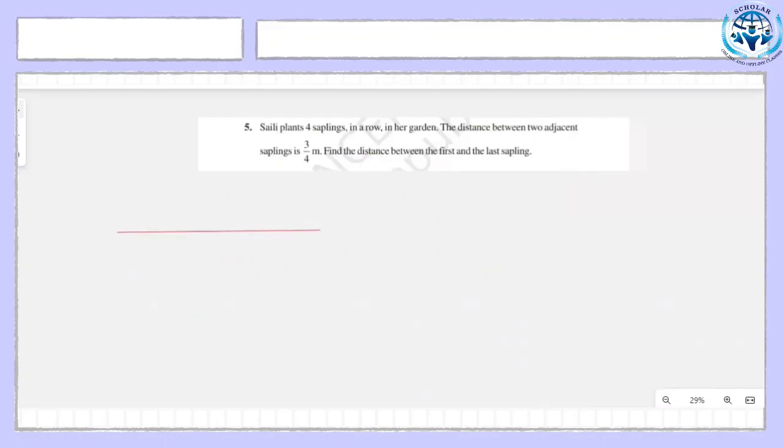Next question is, Sally plants 4 saplings in a row in her garden. The distance between two adjacent saplings is 3 by 4 meter. Find the distance between the first and the last sapling. Adjacent means next to each other. So these are 4 saplings. Red line is the garden. The distance between two saplings is 3 by 4 meter. We have to find out the distance between first and the last saplings. That means we have to add the distances.